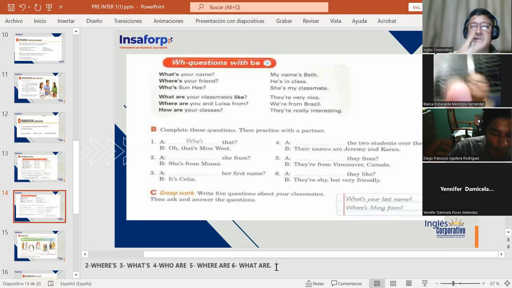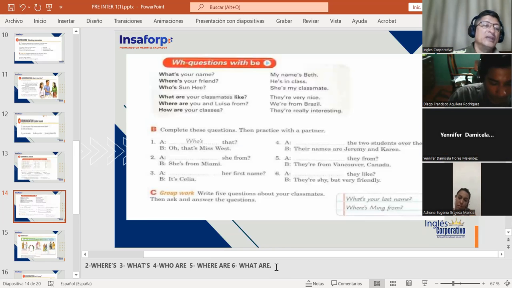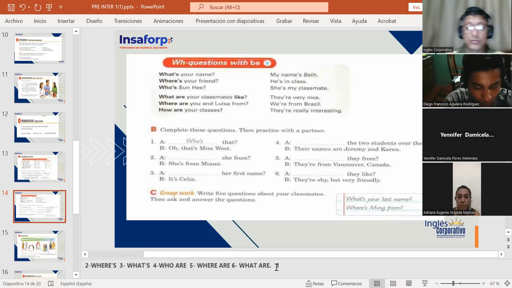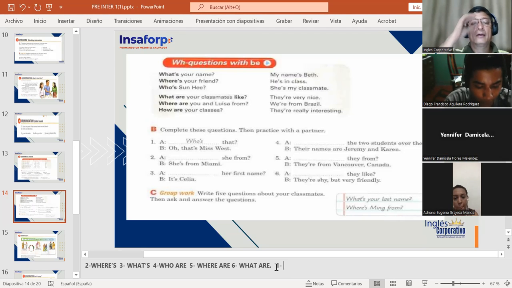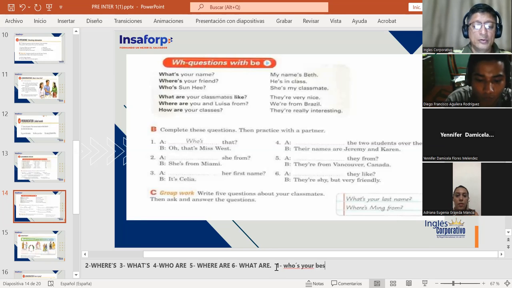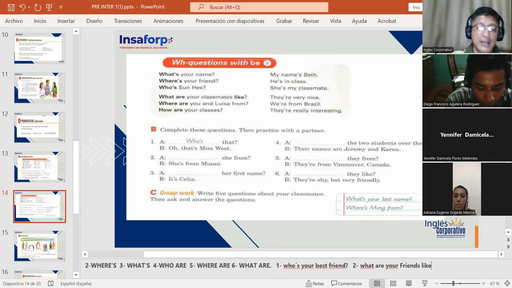I want you to write two sentences, one singular and one plural. Example, I'm gonna write one example. I'm going to ask my friends, who's your best friend? Okay, that is in singular. So number two, another example can be, what are your friends like? And I have the two questions. Got it?